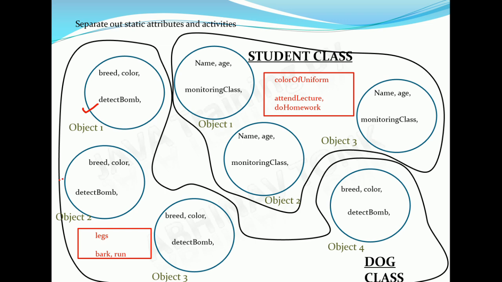So these circular things shown here are the objects, which will have their own copy of breed, color, and detect bomb, and all these objects will share the common copy of the legs attribute as well as the bark and run activities. Similarly, in the student class, all these things shown in circular shape are the objects of the student class, which will share the common copy of static attributes and activities. So this was the concept of object.